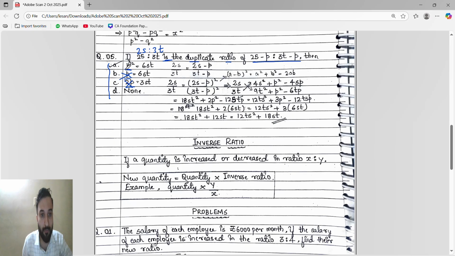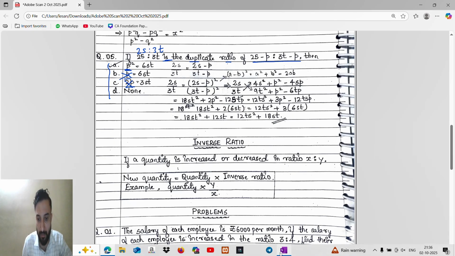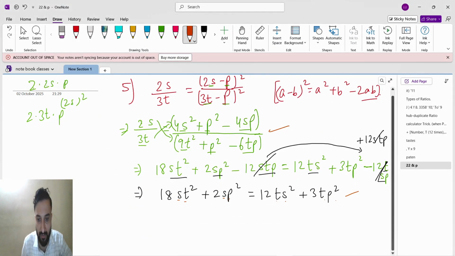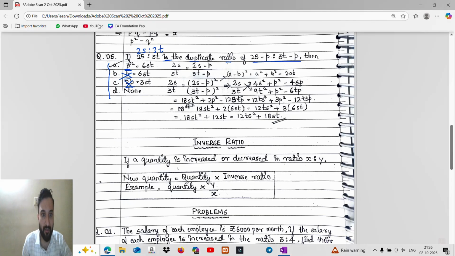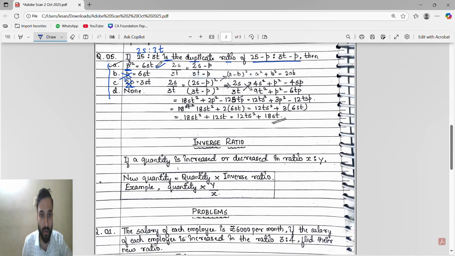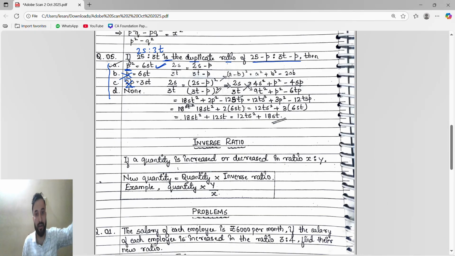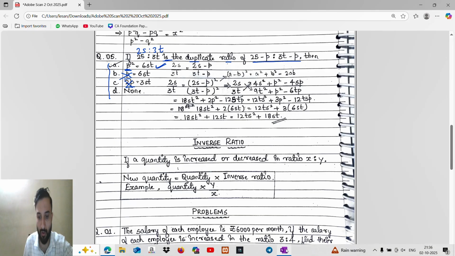But next we'll see for p square. P square, bhaiya, oh pyare, p square is here. Yes, p square is here, p square is here. It means you will get the answer in p square. So whatever the option related to p square, that is the correct answer. So this p square equals 6st. That is the correct answer. So that's why we will stop it here.